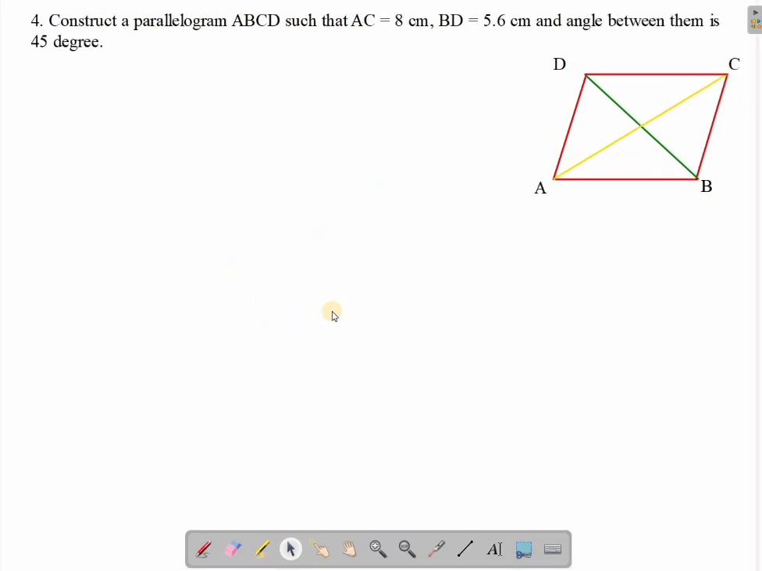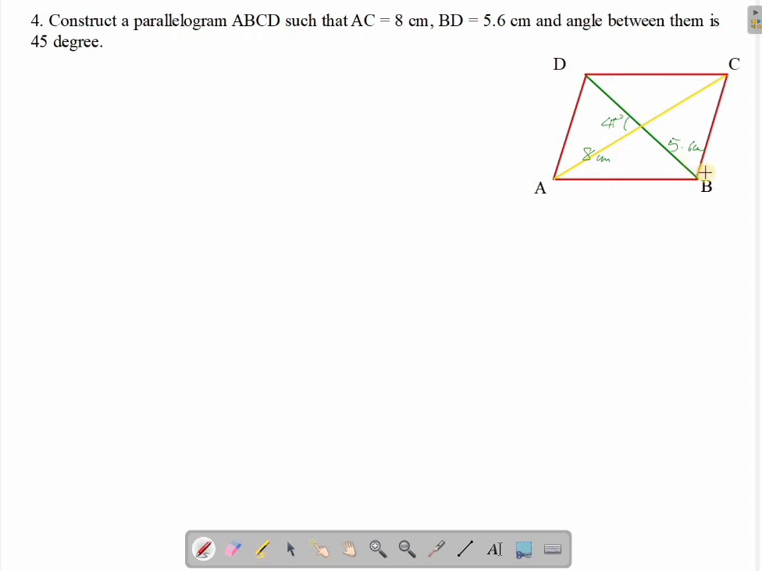It says, construct a parallelogram ABCD such that AC is 8 centimeter. So your BD is how much? 5.6 centimeter, and the angle between them is 45 degrees. So either you take this angle or this angle. This one will be 45 degree in measurement.